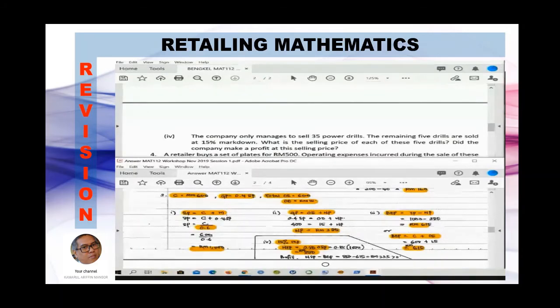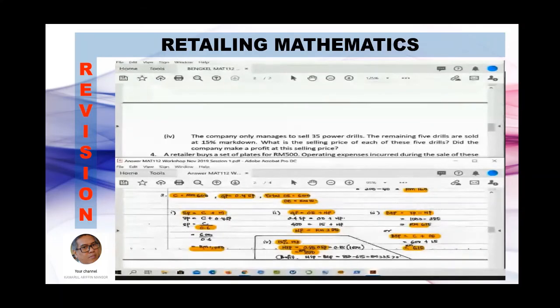Harganya adalah 850, maknanya yang lagi 35 tu dia jual pada harga 1000, yang lagi 5 tu dia jual pada harga 850 sahaja. So adakah dia masih lagi dapat buat profit? Yes, dia masih lagi dapat buat profit.